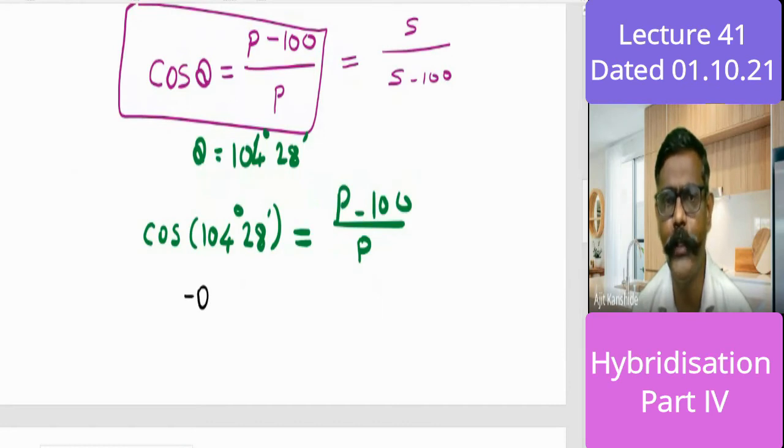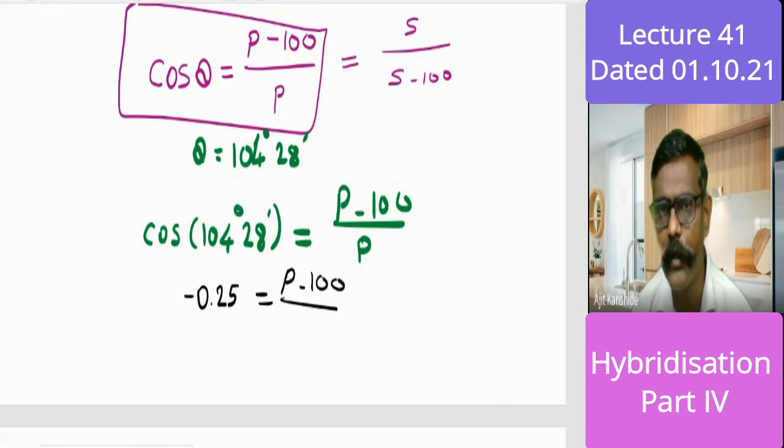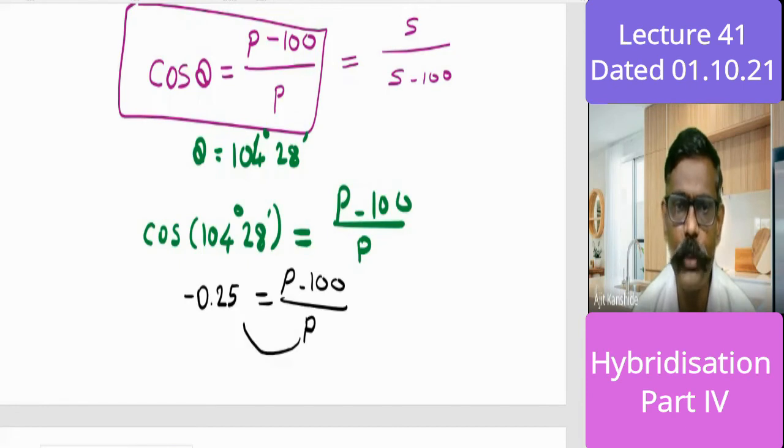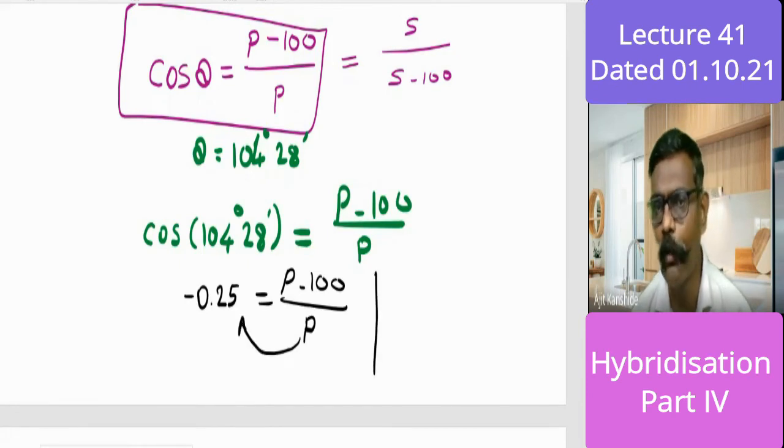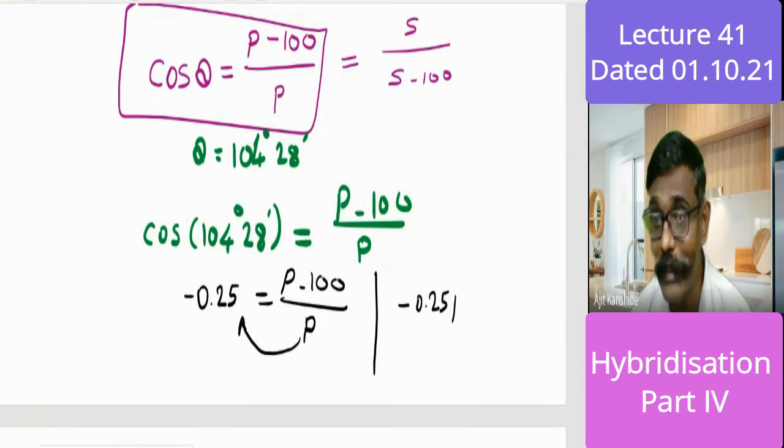Minus 0.25, which is equal to P character minus 100 divided by P. If I have to simplify, let me bring this P to the left side. So what will I get now? Minus 0.25 P character is equal to P character minus 100.